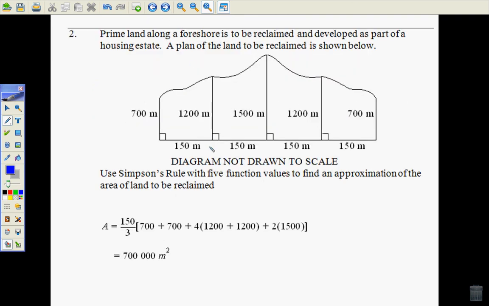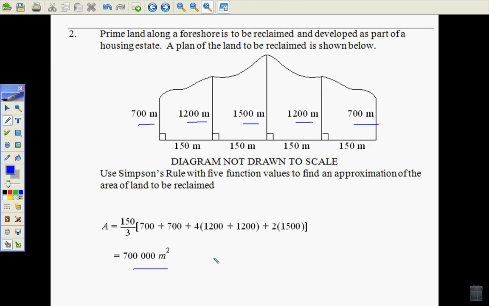Again, in this one, h is really spelled out for us because it's 150 each time. 150 over 3, so there's the h on 3. The first value is 700, our last value is 700, so that's why we get 700 plus 700. Then our odd values are 1200 and 1200 there, and our even value would be the 1500. So we can put that in the calculator and get 700,000 meters squared.